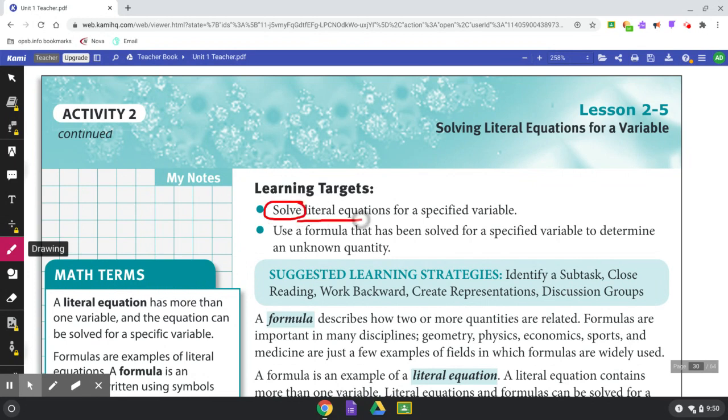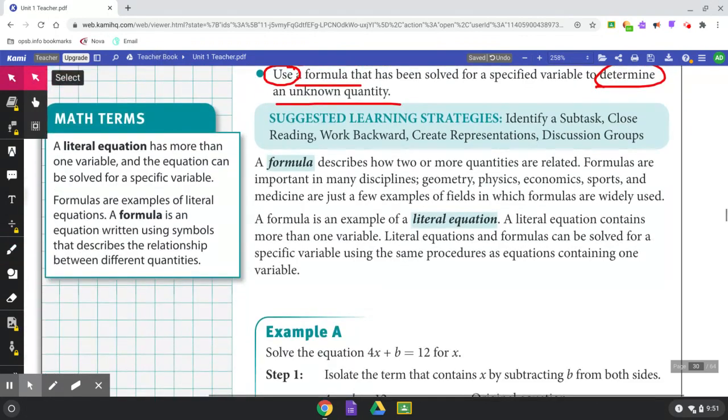We're going to solve literal equations for a specific variable. Okay, it will tell you the variable to solve for. So for a specified variable, we're going to use a formula that has been solved for a specific variable to determine an unknown quantity. Okay, so a formula, the definition of a formula, describes how two or more quantities are related. Formulas are important in many disciplines. Geometry, physics, economics, sports, and medicine are just a few examples of fields in which formulas are widely used.